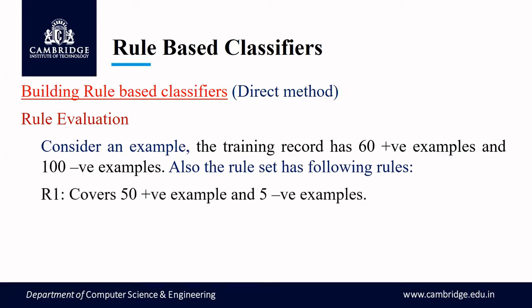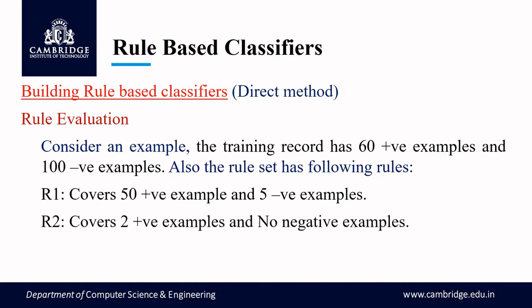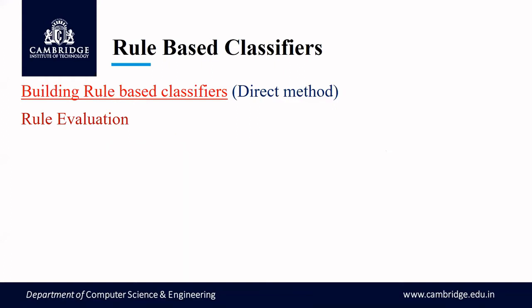Now here I have given two rules. The first rule covers 50 positive examples and 5 negative examples, whereas the second rule covers 2 positive examples and no negative examples. Now I try to find which rule is better with respect to the given training set. For this, I'll take accuracy as the measurement and try to find the accuracy of these two rules first.